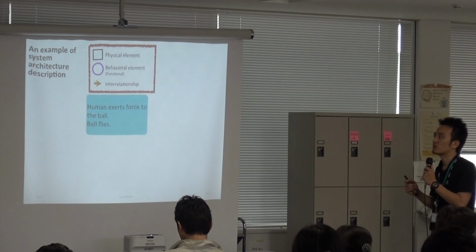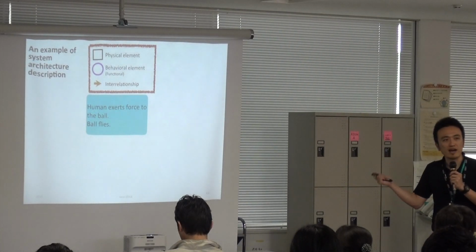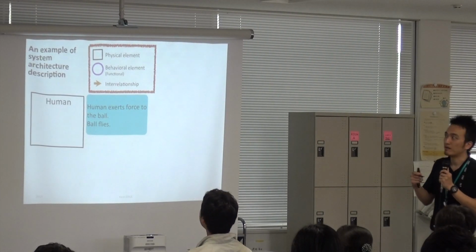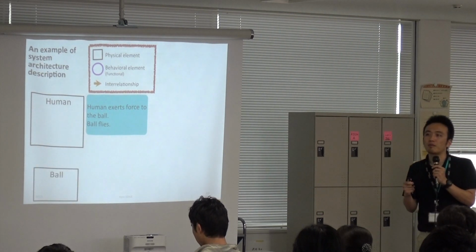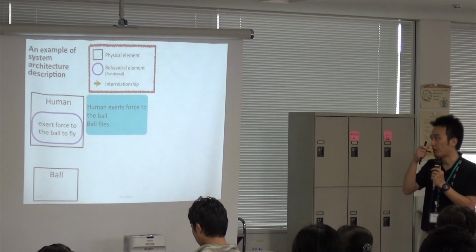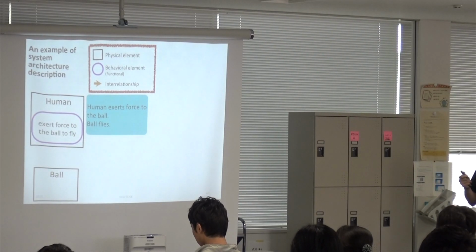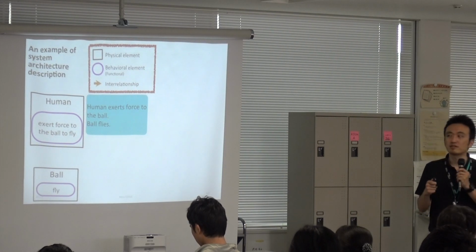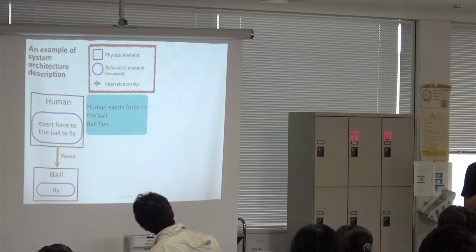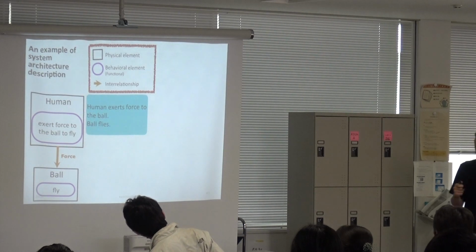Human exerts force to the ball, right? And then the ball flies. So here's how I draw. Human in a black box and the ball as a black box. And here's my purple: exert force to the ball to fly, and the ball flies. And there's an interface called force. Agreed? So let's see the other architecture.